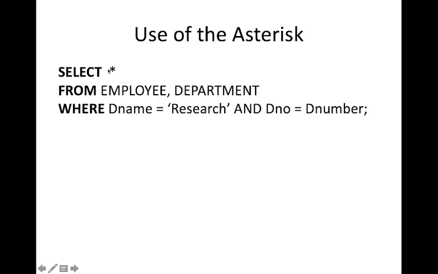Then we can do it like this also: select star from employee, department, where D name. This is the same operation. Here we will be listing all the attributes of both these tables, employee and department, which satisfy this condition. Then select star from employee. If we write something like this, then all the 8 rows with all the attributes will be listed. We are not specifying any where clause here. If we are not specifying a where clause, then all the rows will be selected.